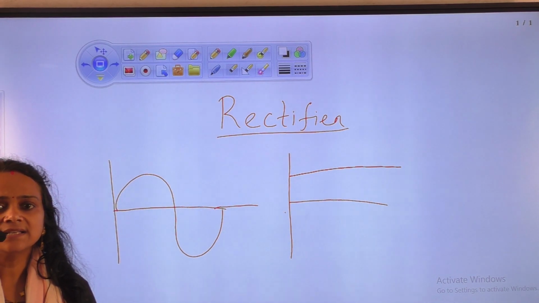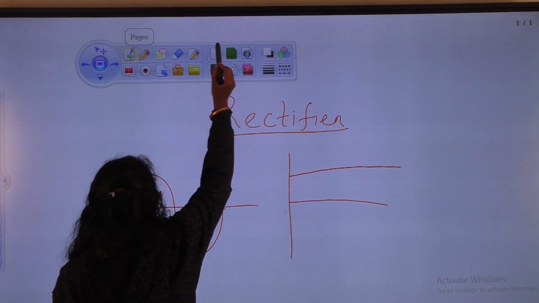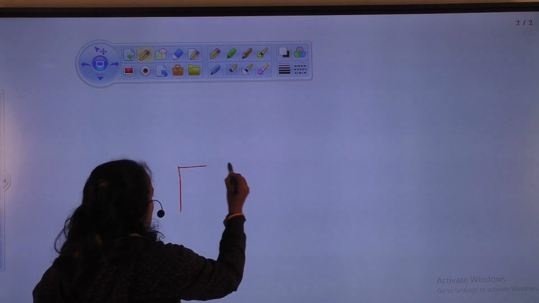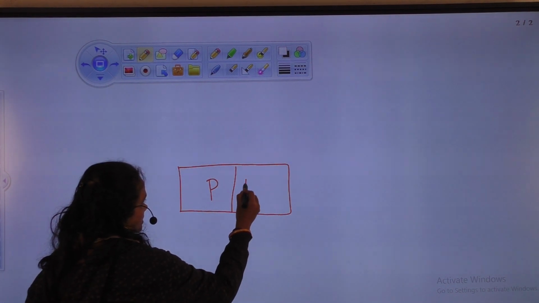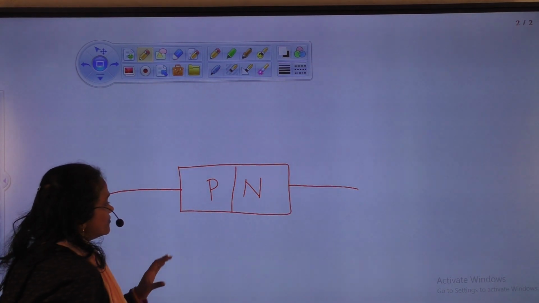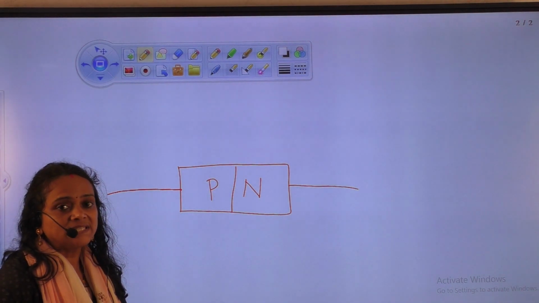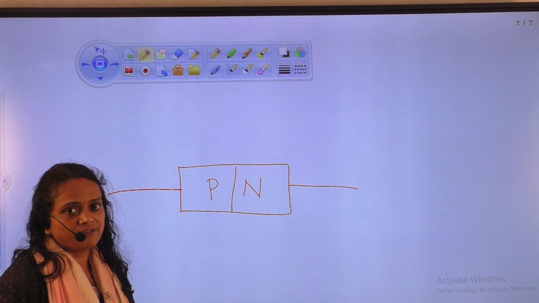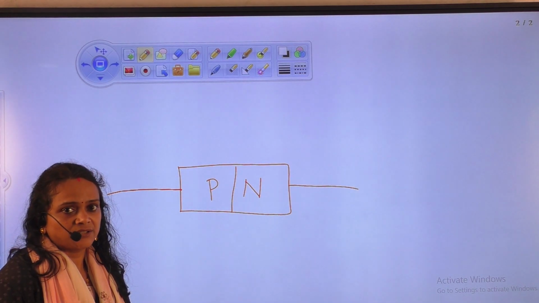We have already discussed the PN junction. So, what is a PN junction? It is the combination of P-type and N-type semiconductor. This PN junction is also known as a diode. Means diode is a component that is used for rectification, or we can say diode is known as a rectifier.